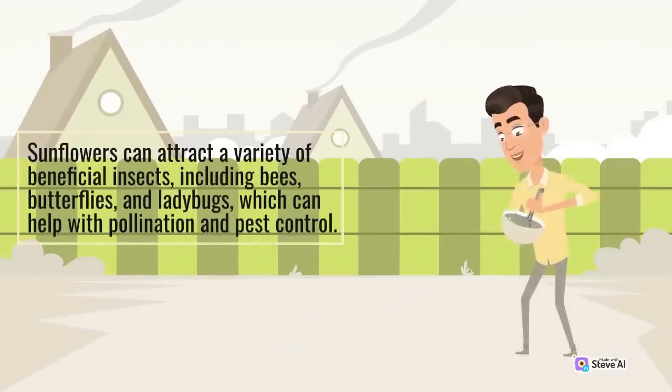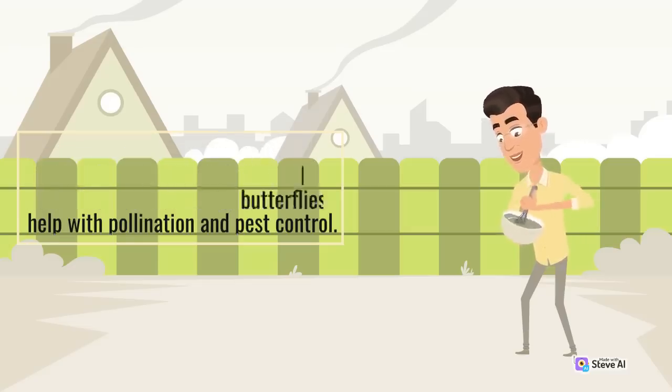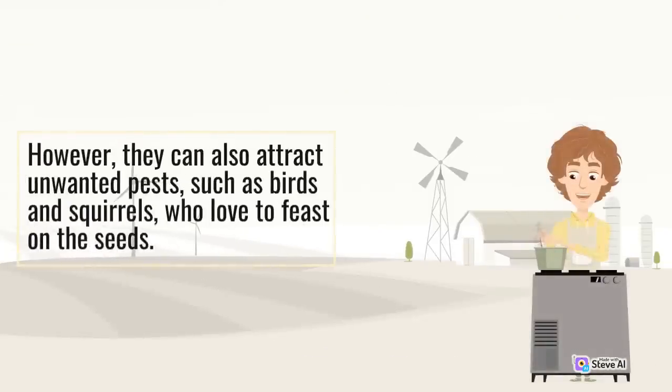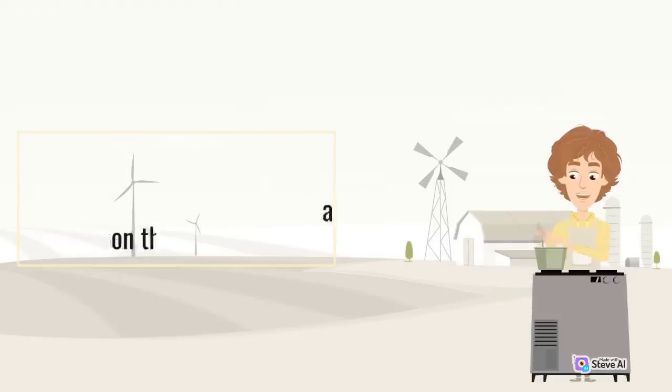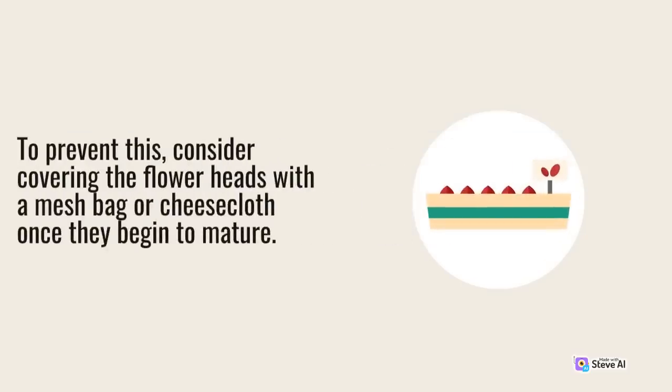Sunflowers can attract a variety of beneficial insects, including bees, butterflies, and ladybugs, which can help with pollination and pest control. However, they can also attract unwanted pests, such as birds and squirrels, who love to feast on the seeds. To prevent this, consider covering the flower heads with a mesh bag or cheesecloth once they begin to mature.